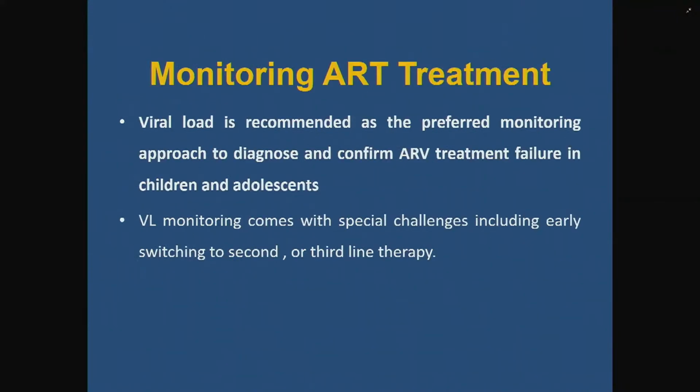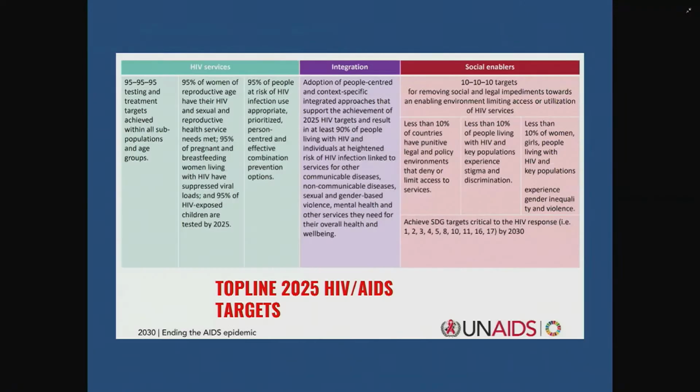So we need to monitor antiretroviral therapy. Viral load, obviously, is the recommended preferred monitoring approach, and it results in switching. UNAIDS has suggested these as the strategies that we need to adopt, which we are now calling the 95-95-95 testing, treatment, and viral load containment strategies.